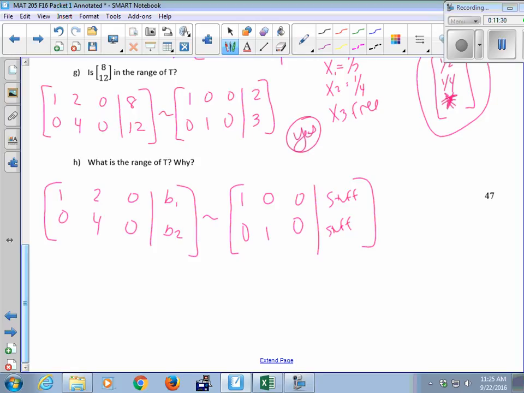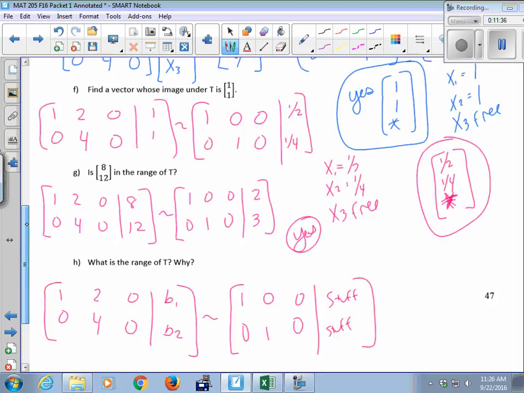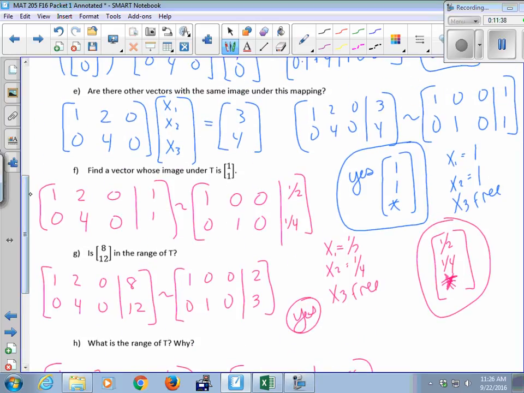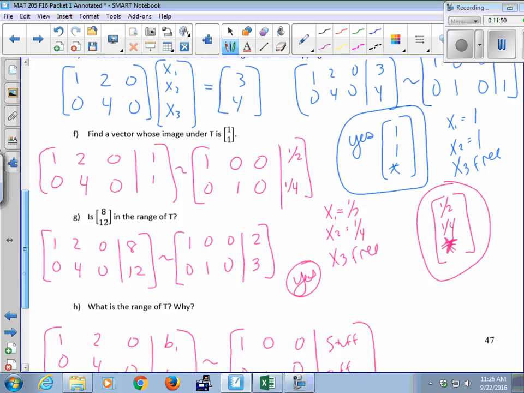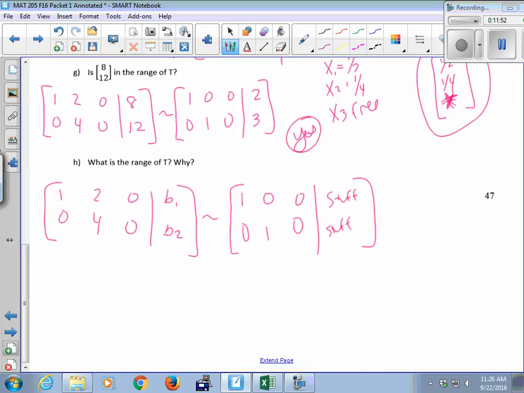How do you know it's always going to be the 0, 0? Oh, good question. So I've done this 3 times now, right? And every time I row reduced this, the left always came out the same. Okay. So yes, it spans R2, which means the range is all of R2.